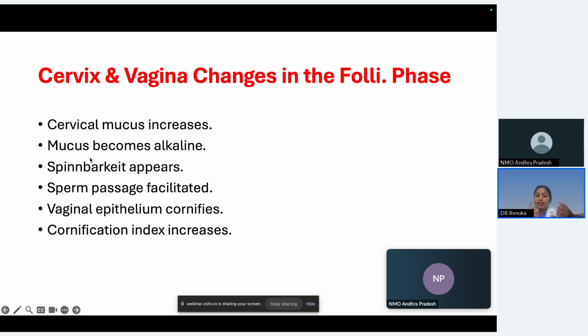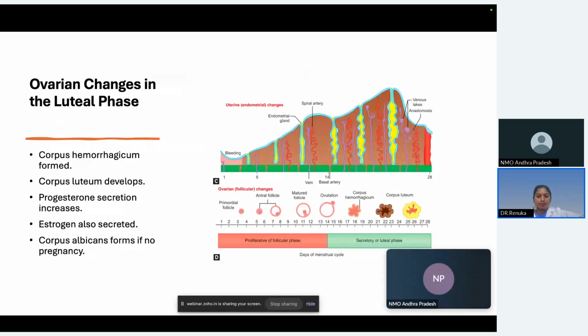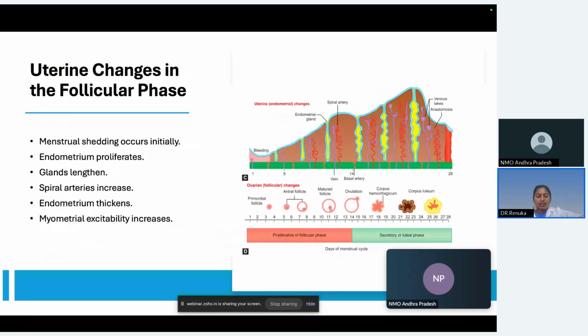What are the changes? Cervical mucus increases. If you write this much, it is okay. Cervical mucus increases. Mucus becomes alkaline. Because of more cervical mucus, sperms can easily pass the cervix. Next. Here it is clear. These are all that happens in the follicular phase.